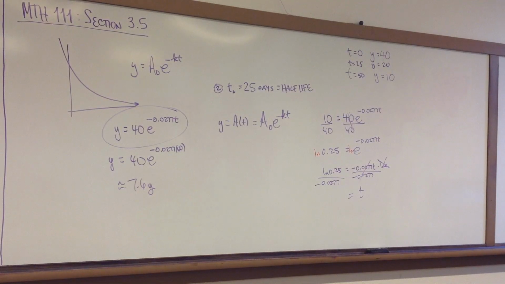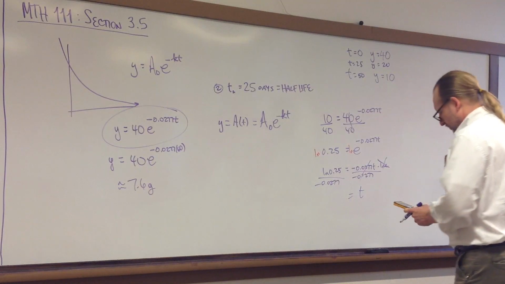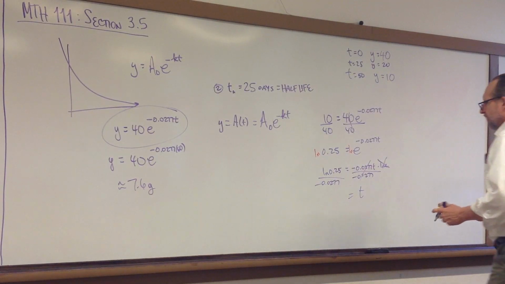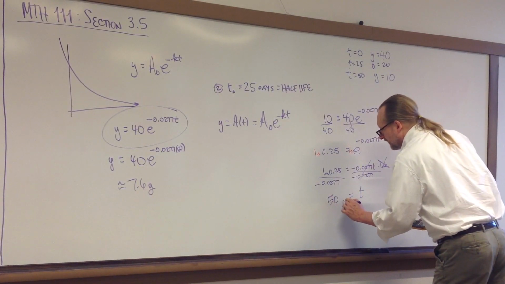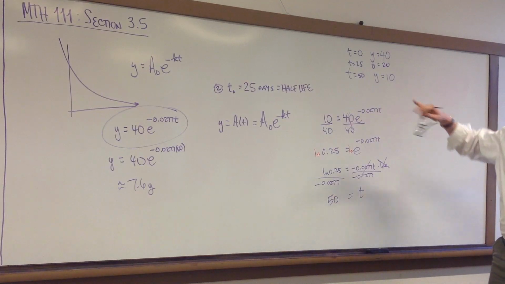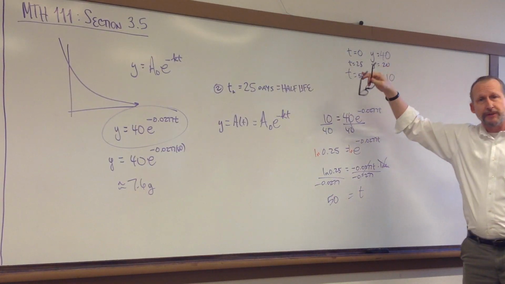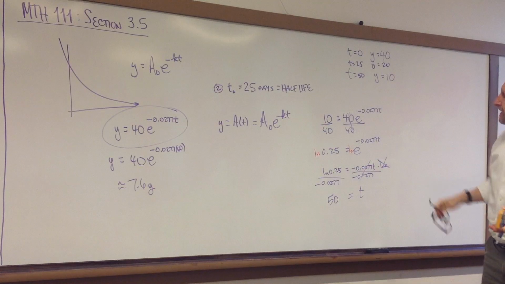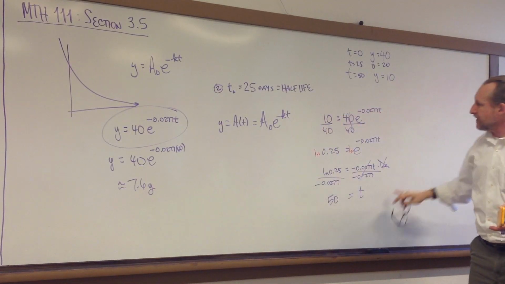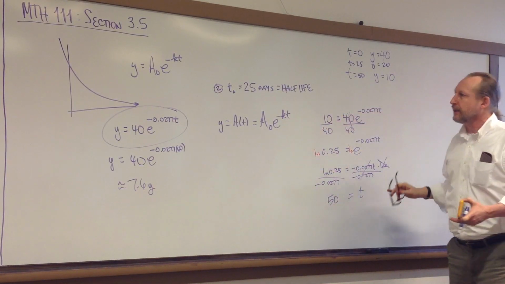So, ln 0.25 divided by minus 0.0277. And we get just about 50 days. So this one happened to work out to be perfectly on a half-life. If it's not perfectly on a half-life, then you just set up this solution right here.